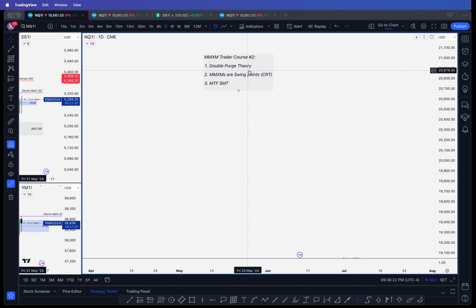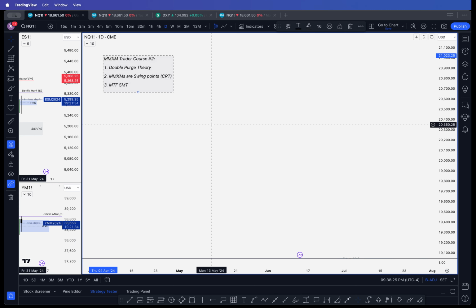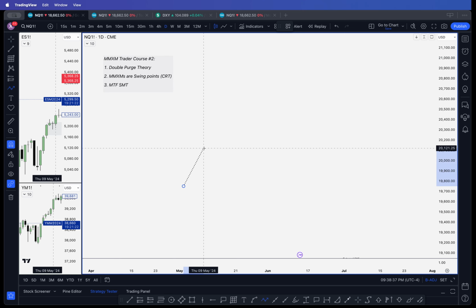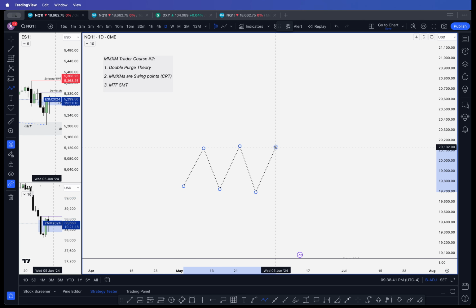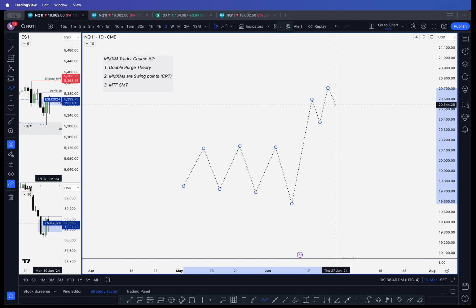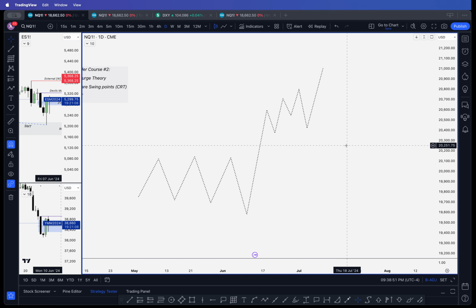The double purge theory is something that ICT talked about in one of his first lectures in the 2022 mentorship, and it relates to the idea of taking participants out of the market. So if we are in a price move, let's say the market has put in a consolidation and now has started to expand. Oftentimes we will see something that looks like this during reaccumulations or before large distributions.